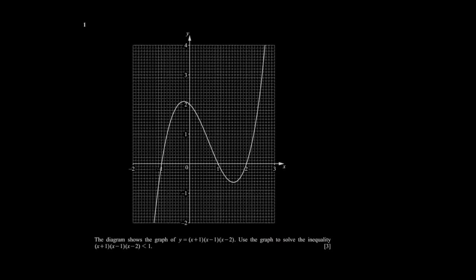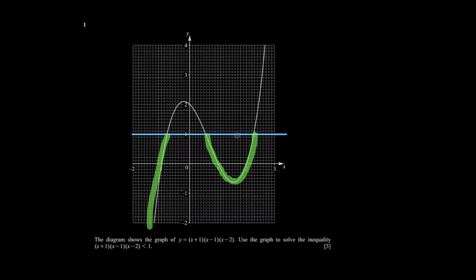So I'm going to draw the line y is equal to 1, which is that line there. And essentially, we are asking the question, where is this graph less than 1? So it's going to be this part of the graph, and it's going to be that part of the graph, right? So let's just highlight that very quickly. So we're interested in this part of the graph and that part of the graph.